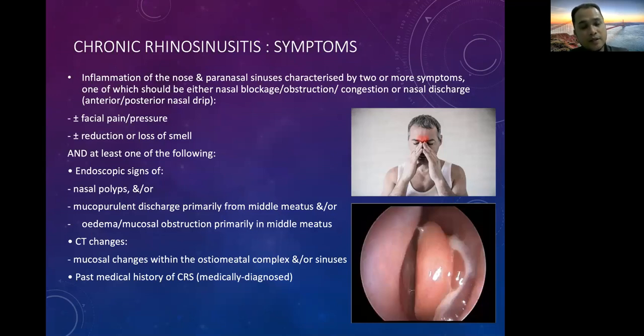Chronic sinusitis has additional symptoms on top of the allergic rhinitis symptoms. The patient might also have nasal blockage, congestion, or nasal discharge. However, in chronic sinusitis, they will have facial pain, sometimes frontal headache, and reduction or loss of smell. For chronic sinusitis, they also need to have endoscopic signs of nasal polyp, mucopurulent discharge primarily from the middle meatus, and edema or mucosal obstruction in the middle meatus. In this type of patient, if we do a CT scan, we can see mucosal changes within the osteomeatal complex or within the sinuses itself.